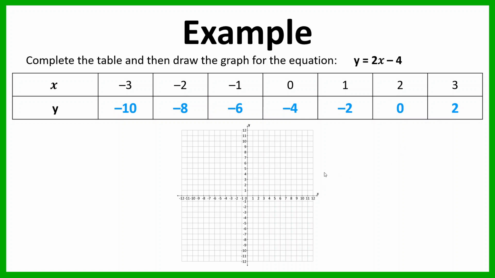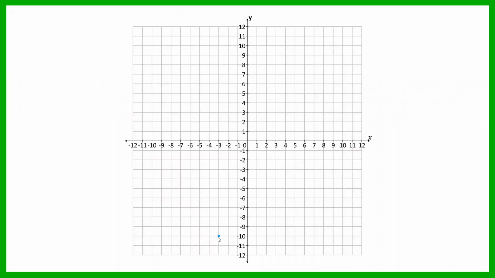So the first point I'm going to plot is this one over here. It was the point (-3, -10). Then I have the point (-2, -8). Then (-1, -6). Then I've got (0, -4). Then I've got (1, -2). Then (2, 0), and then I've got (3, 2). So now I've plotted all of the points.